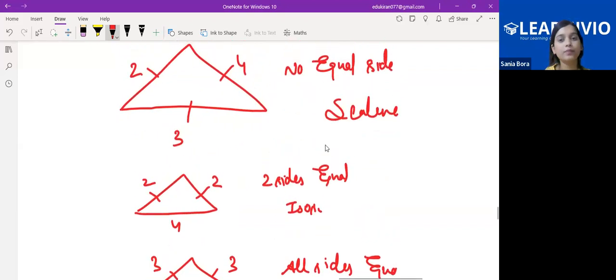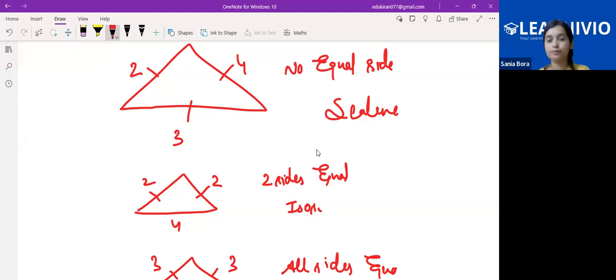Clear? Yes. So if no side is equal, ma'am, scalene triangle. If two sides are equal, ma'am, isosceles triangle. If all the sides are equal, ma'am, equilateral. Fine with everybody? Yes. If I ask you how many types of triangle there are on the basis of sides, you will say, ma'am, there are three. First, one which has no equal sides, scalene. Second, which has two equal sides, isosceles. And the one which has all equal sides, equilateral triangle.